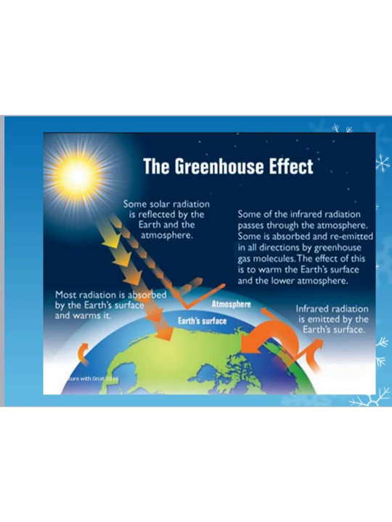Your second bullet is on the left. Some solar radiation is reflected by the Earth and the atmosphere. So you can see that in the diagram with the arrows. Your next bullet is on the far left. Most radiation is absorbed. So some of it is reflected, but most of it is absorbed by the Earth's surface, and then it warms the Earth's surface, which is the definition of radiation. And then on the far right is your last bullet. Infrared radiation is also emitted by the Earth's surface.